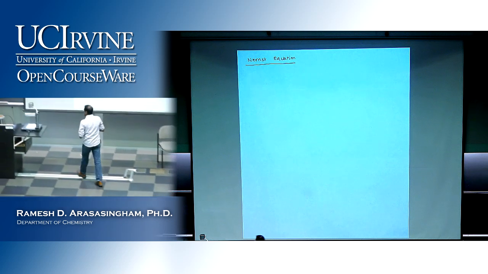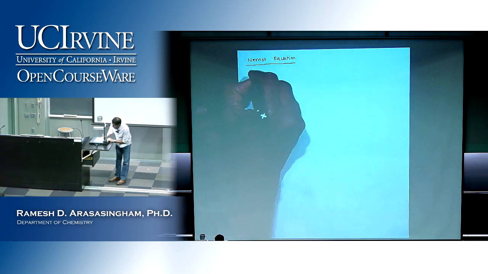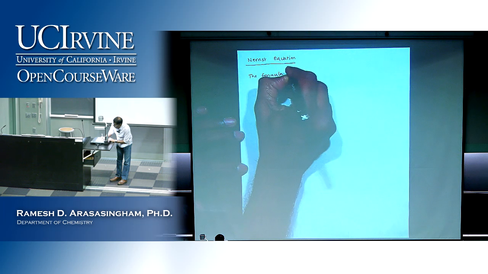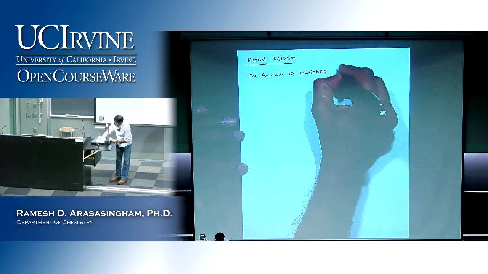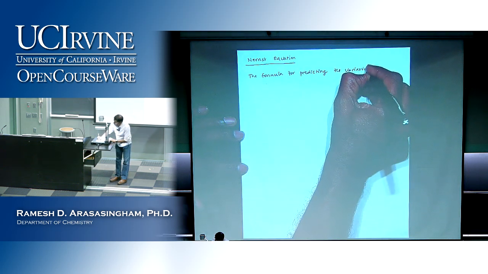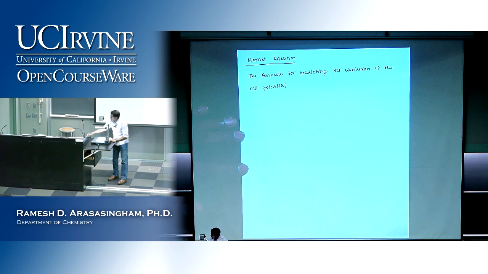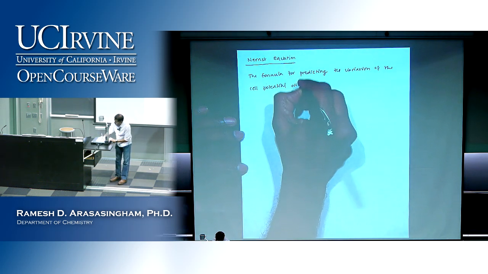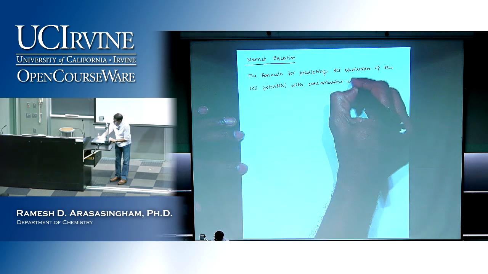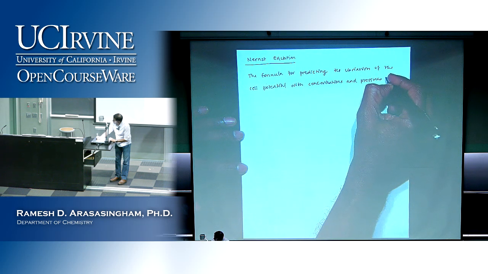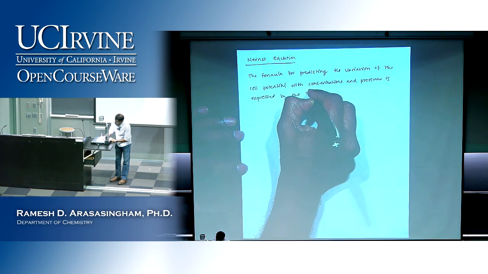All right? So what the Nernst equation gives you is the formula for predicting the variation of the cell potential with concentration, or concentrations and pressures, is expressed by the Nernst equation.